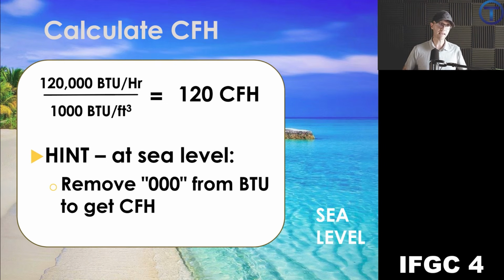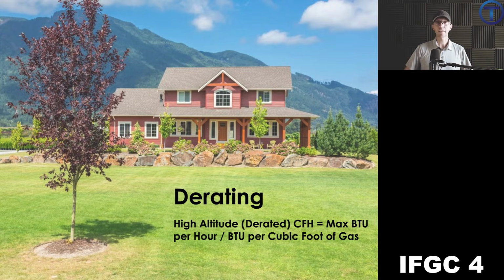Again, this is at sea level, and it simplifies. We can just remove the 3 zeros off our hundreds of thousands or tens of thousands and run with our cubic feet per hour. Now, if you're at a higher elevation, please remember that you have to derate for that elevation. You cannot use these same numbers and assume that you're going to get 1,000 BTUs for 1 cubic foot of gas if you're at 4,000 feet above sea level. You cannot do it. I will show you how to go through that derating in another video, but for now, let's move on.